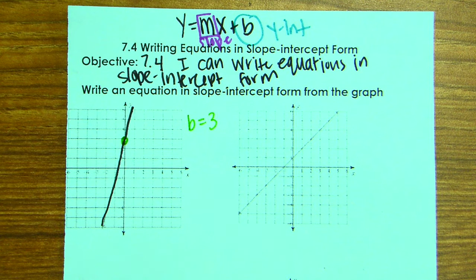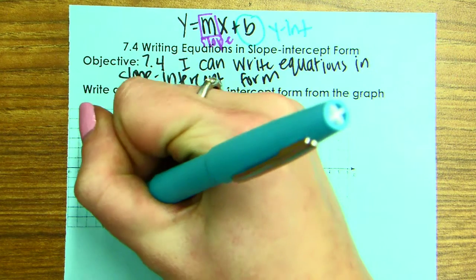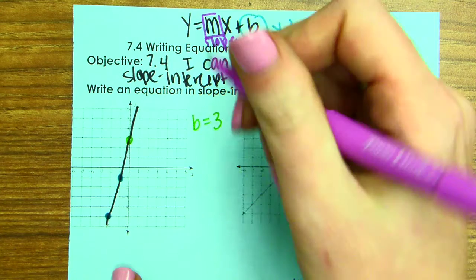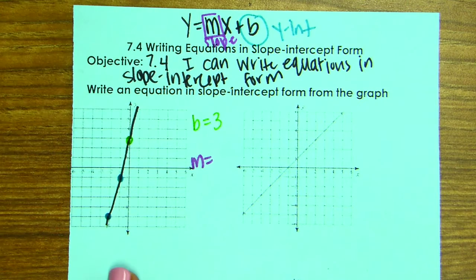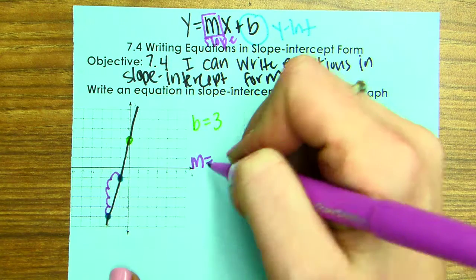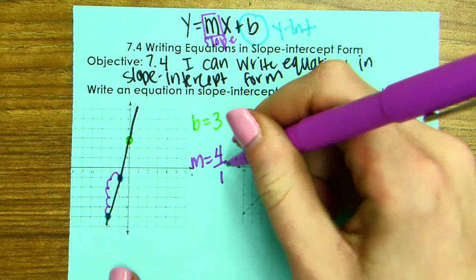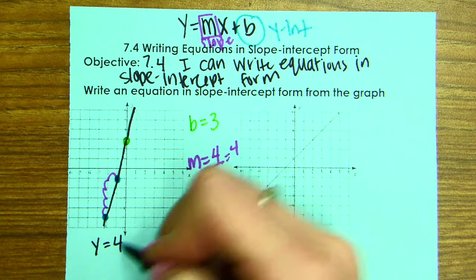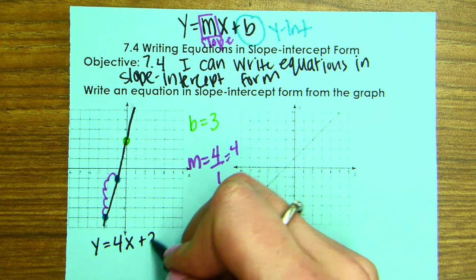Now I need to find the slope. I need to find any other points on the line where it goes exactly through the corner of the graph paper. I could use any of these 3 points. From one dot to the next dot, I find the change in y over change in x, or the rise over the run. It goes up 4 to the right 1, so my slope is 4 over 1, or just 4. Now that I have the slope and the y-intercept, my equation for this graph is y equals 4x plus 3.